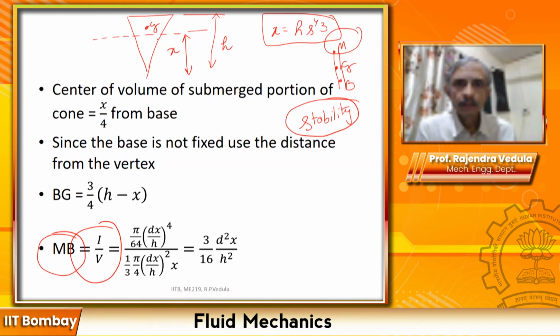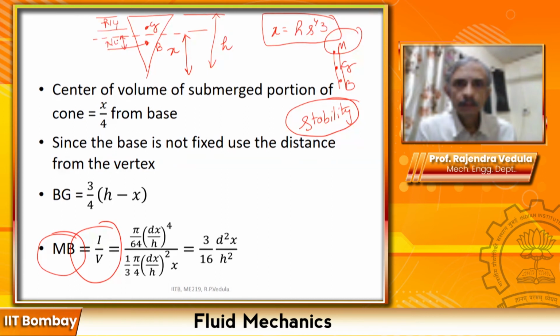Now, can you physically say why G is going to be above B in this particular case? Anybody? Because a major portion of the mass appears to be here, so there is going to be a bias towards this side for the G. The center of buoyancy is going to be the centroid of the submerged portion, somewhere there. For a cone, this is h by 4, and likewise this becomes x by 4.